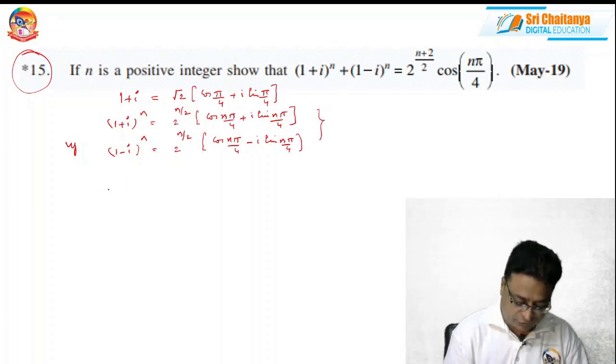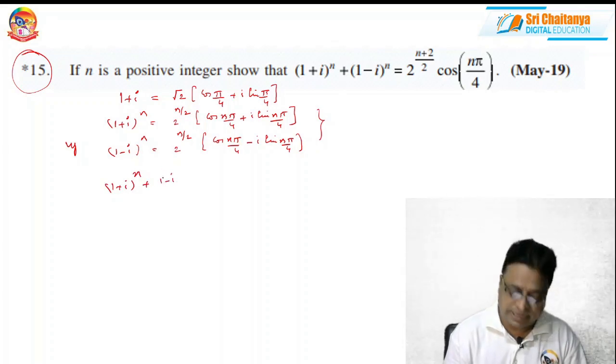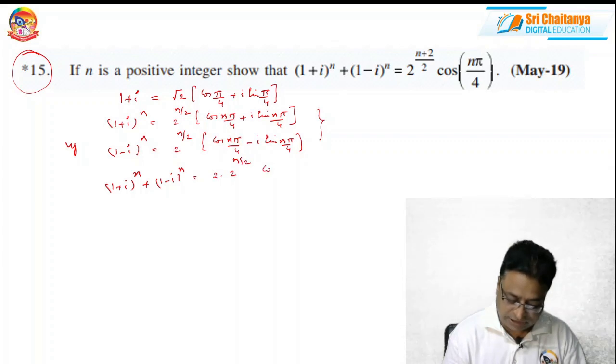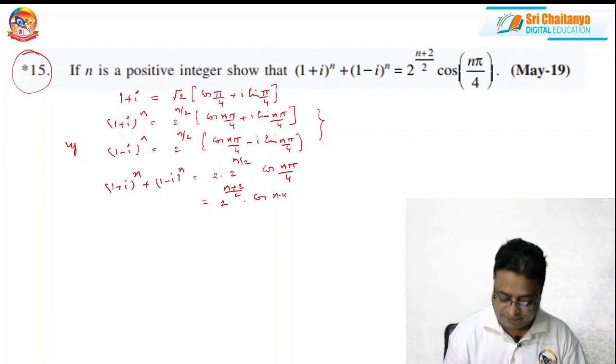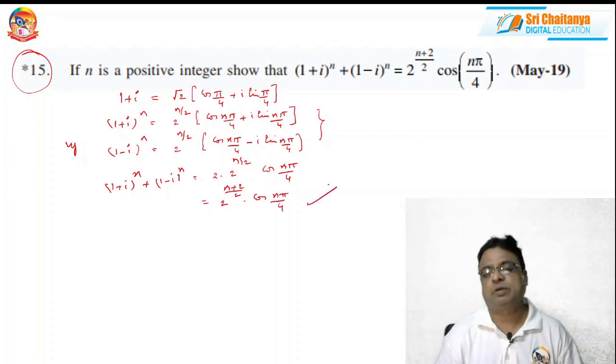Now by adding these two, (1 plus i) to the power n plus (1 minus i) to the power n is equal to 2 into 2 to the power n by 2 into cos n pi by 4. So this is nothing but 2 to the power (n plus 2) by 2 cos n pi by 4. That's all about this problem.